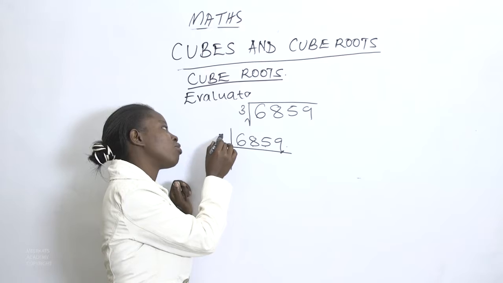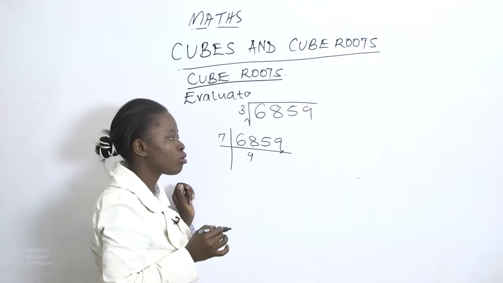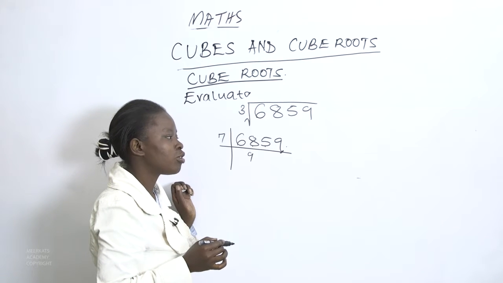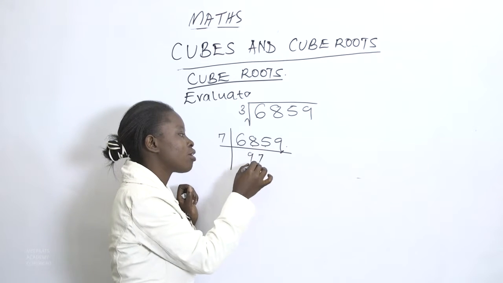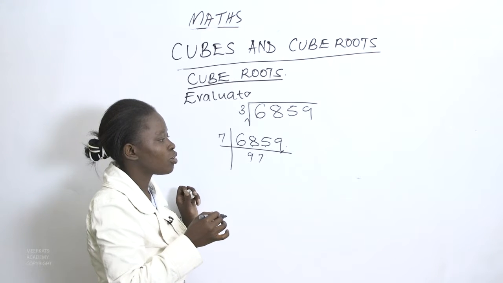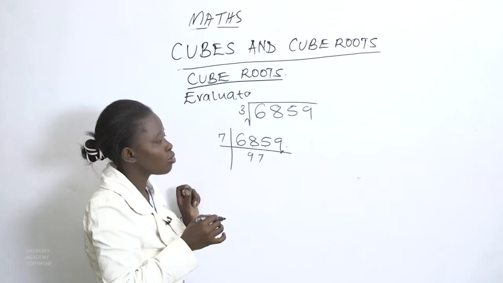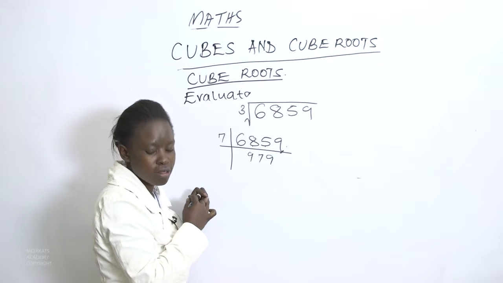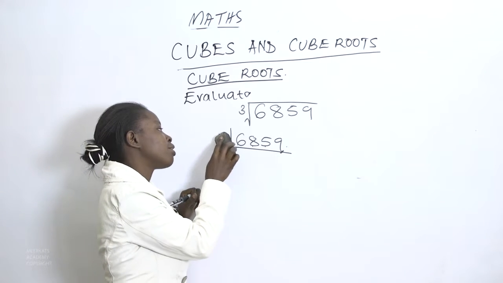Let us find out, is our number divisible by 7? 7 into 68, that is 9 because of 63. We have a remainder of 5, into 55, we have 7 because of 49, that is a remainder of 6, into 69, that is 9, and we have a remainder of 6. So it means that this number is not divisible by 7.